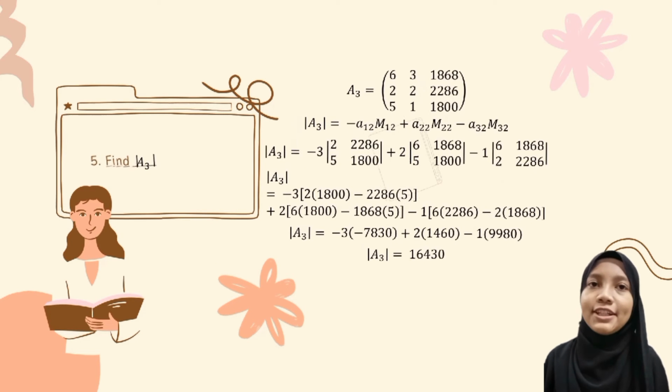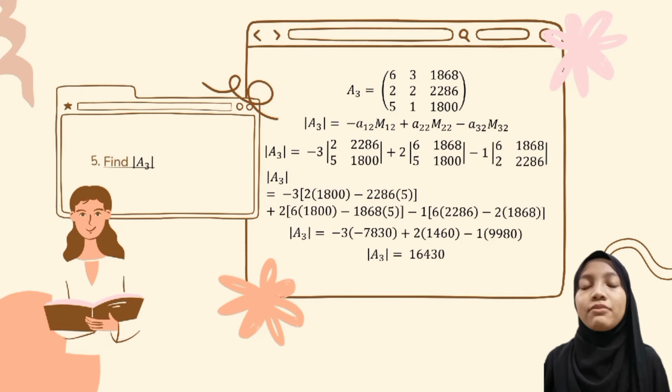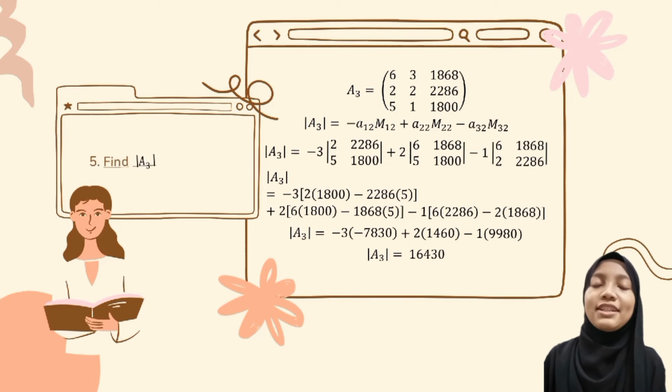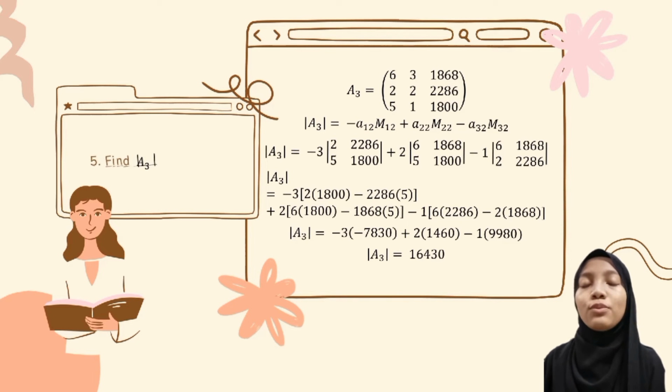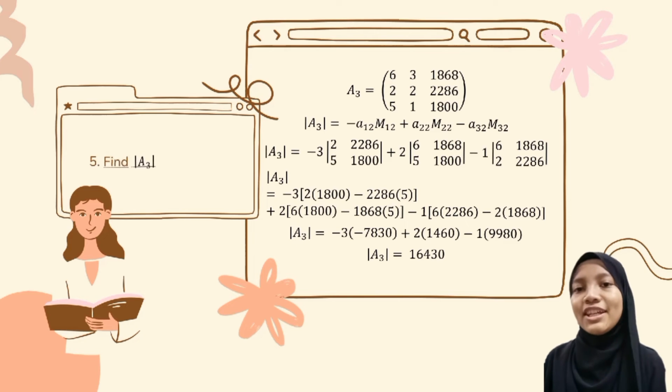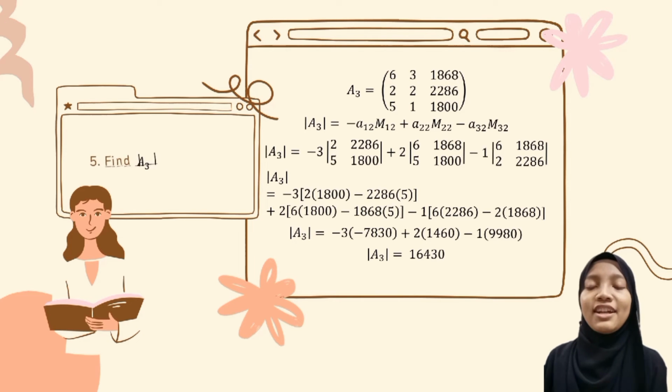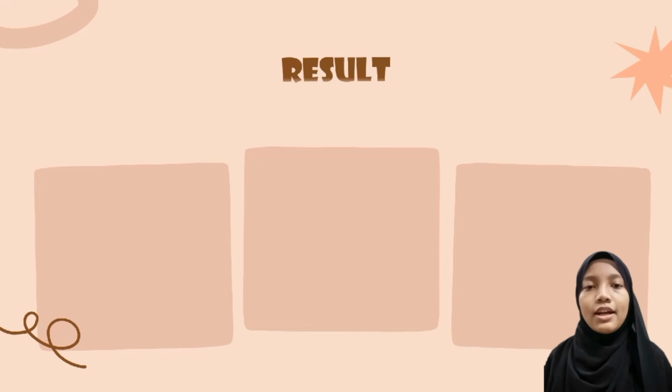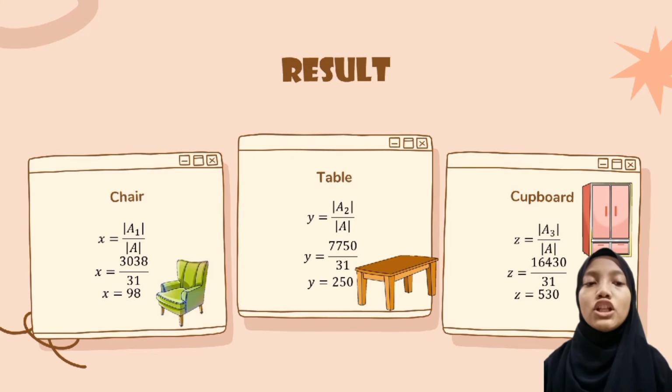For the fifth step, we need to find the determinant of A3. It is the same as finding the determinant of A1 and A2. So based on the slide that has the coefficient of A3, it is the same as finding the coefficient of A1 and A2, but we change the column where we put the matrix B. Then to find the determinant of A3 using the cofactor expansion also, the steps are the same, and the answer for determinant A3 is 16,430.